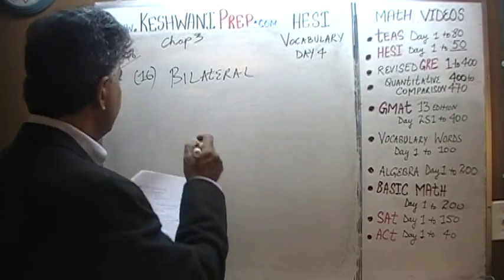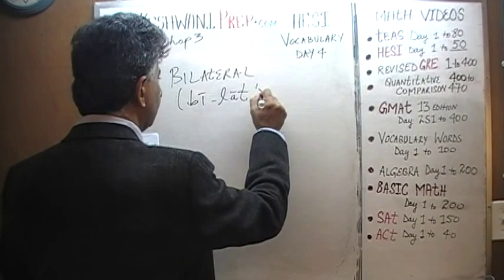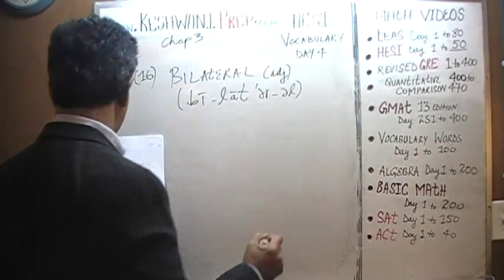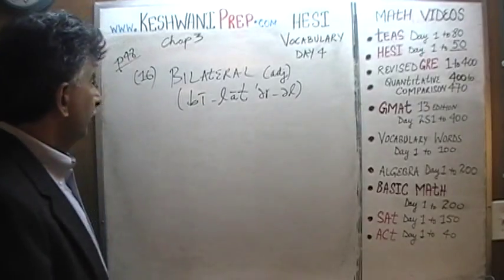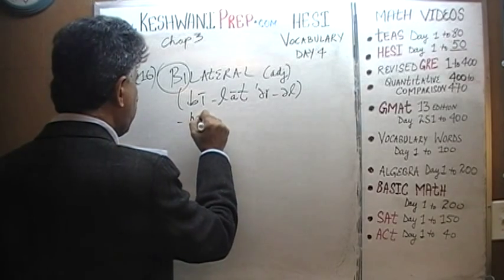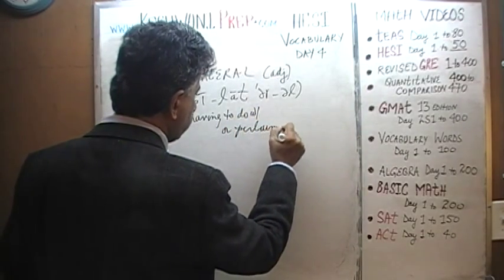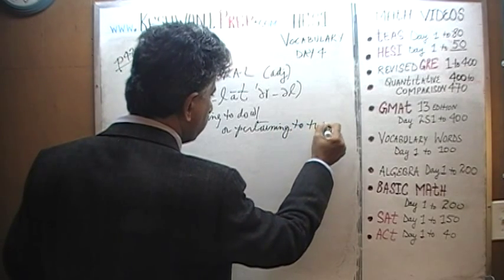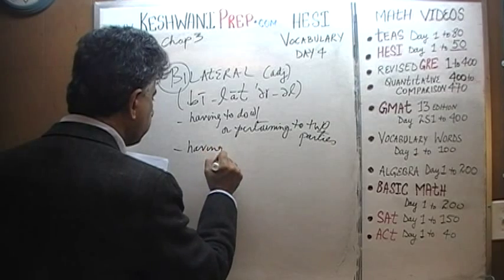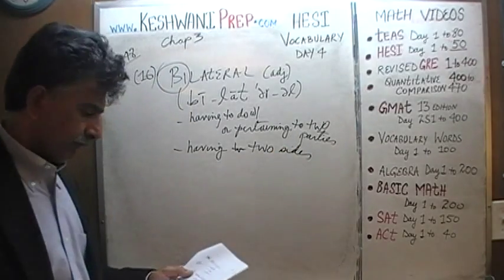The very first word is bilateral. It's an adjective. What does bilateral mean? Bilateral means exactly what it says. The prefix bi means having to do with, or pertaining to, two parties, having two sides.